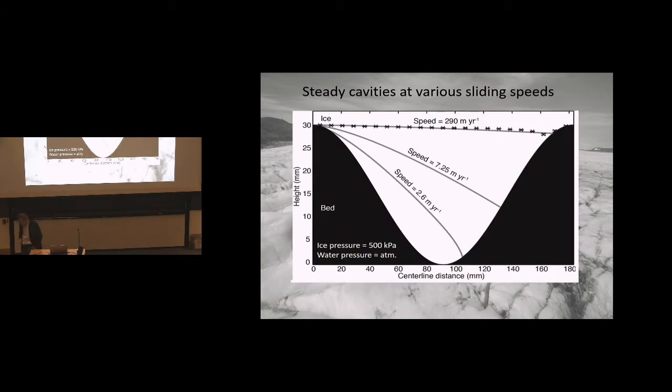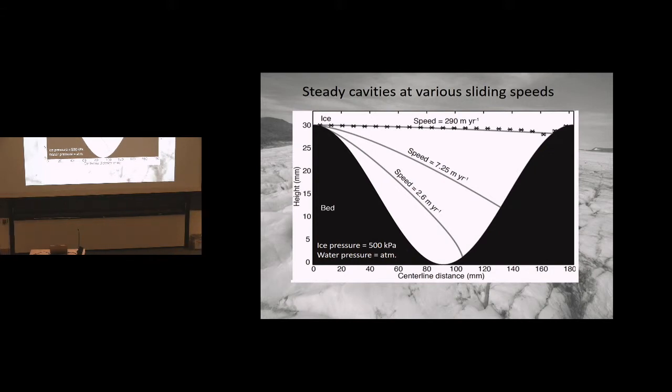These are what the cavities looked like in this experiment, bearing in mind here that the amplitude of the bed has been greatly exaggerated. These are cavity roofs attained at different sliding speeds. You can see that by the time we got to a sliding speed of about 300 meters per year, the ice was just skimming across the tops of the bumps. And I think everyone can appreciate that drag should be pretty low in this situation.